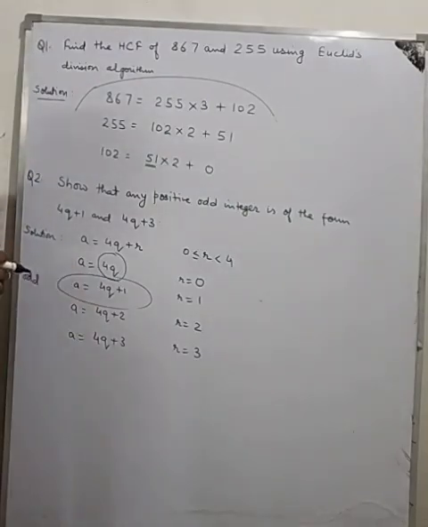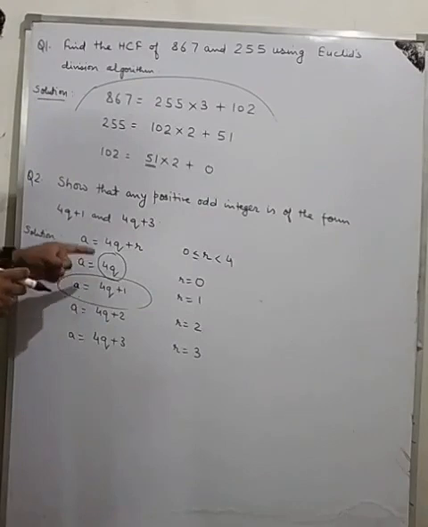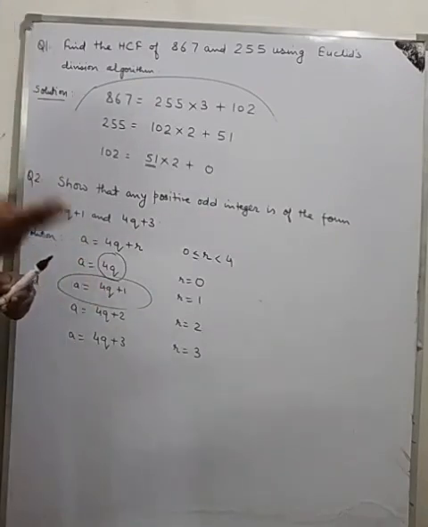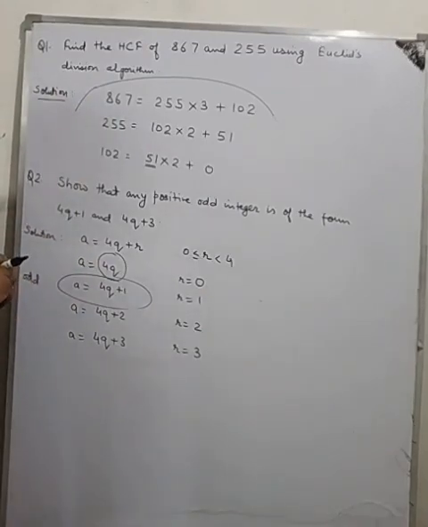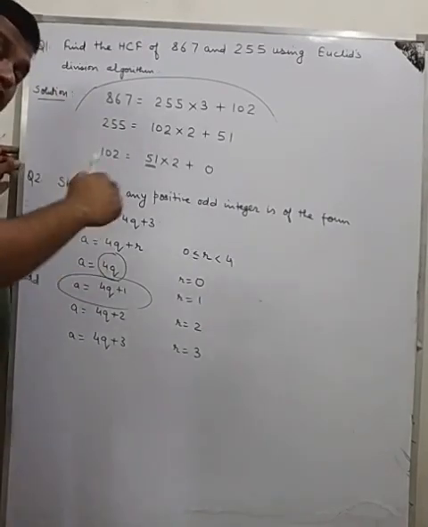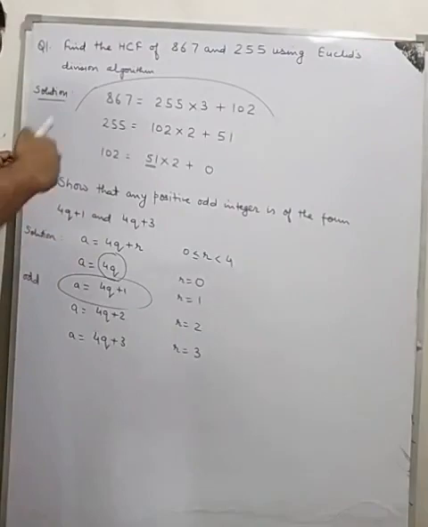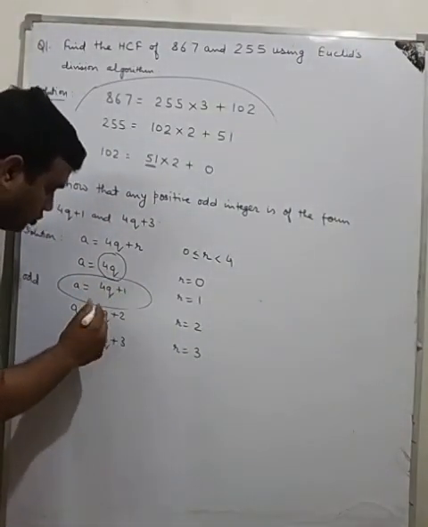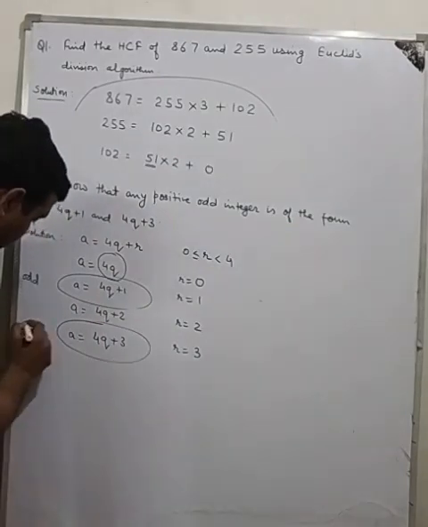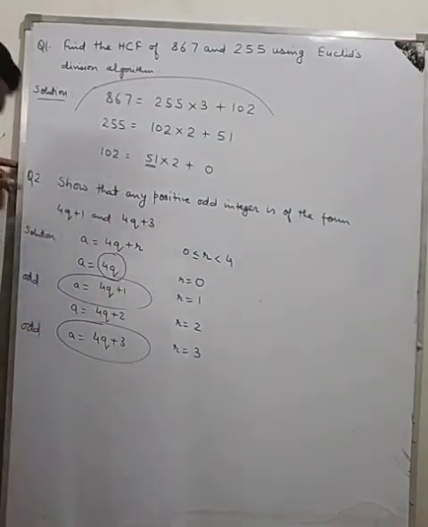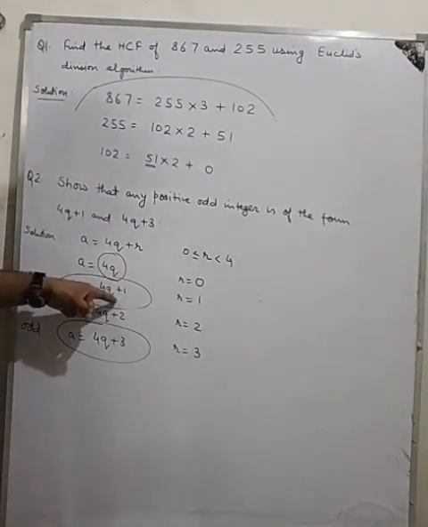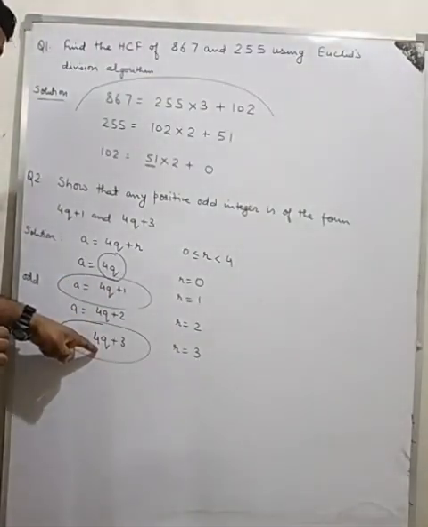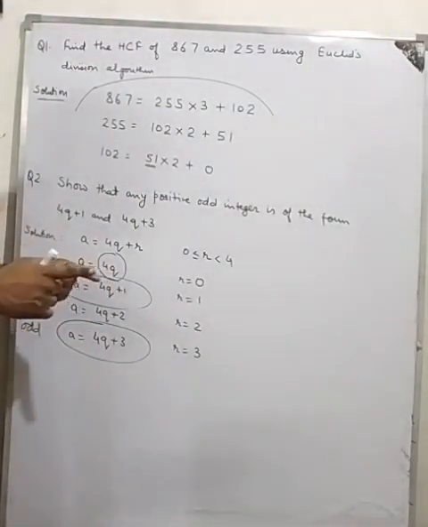And we know that if we add 2 to any odd number, this will give us the next odd number. So 4q plus 1 plus 2, that is 4q plus 3. So 4q plus 1 and 4q plus 3 will be odd numbers.